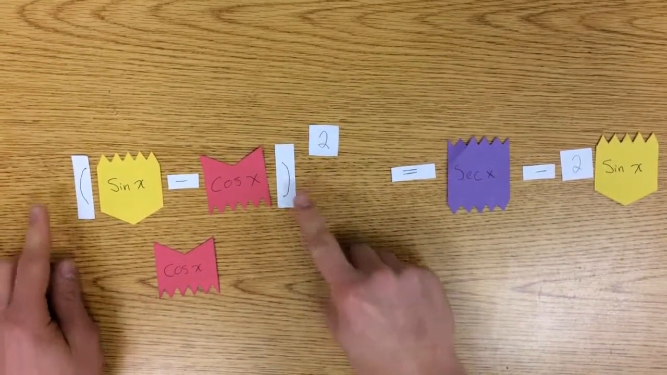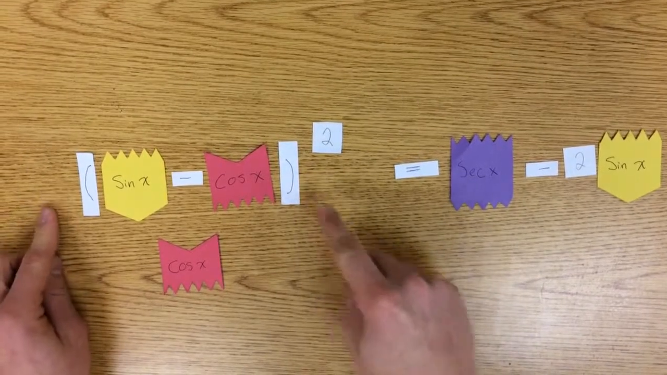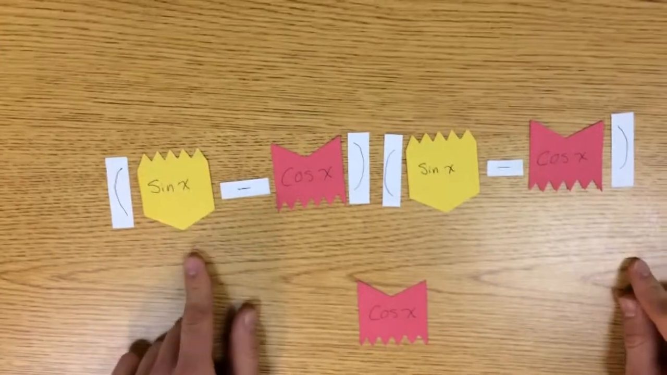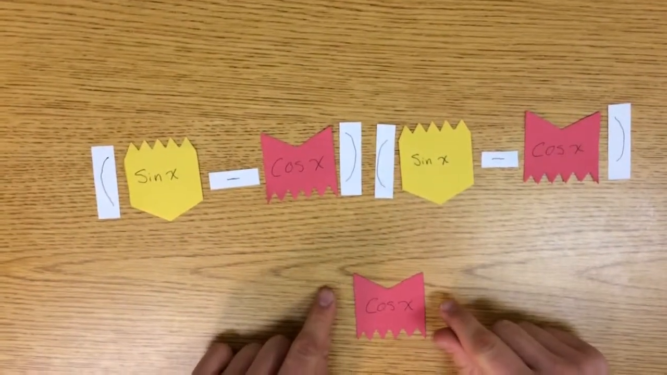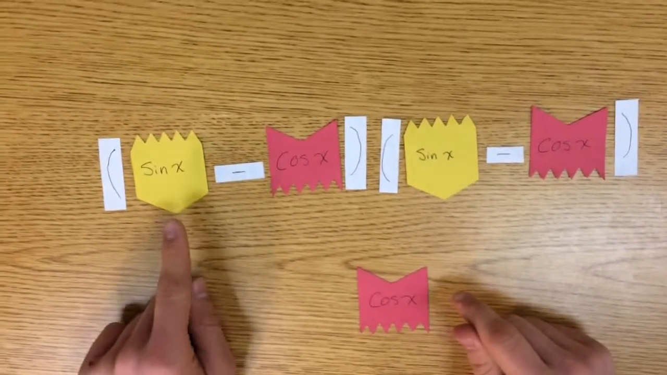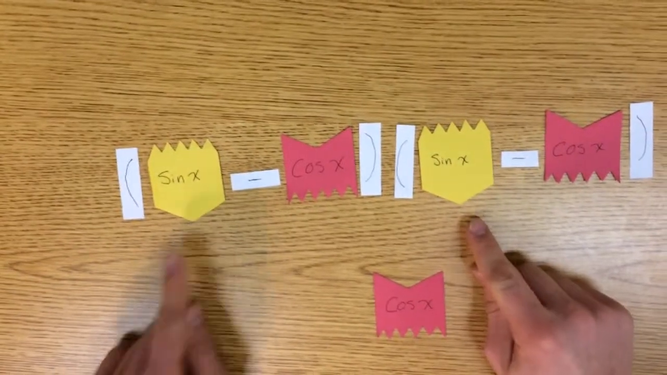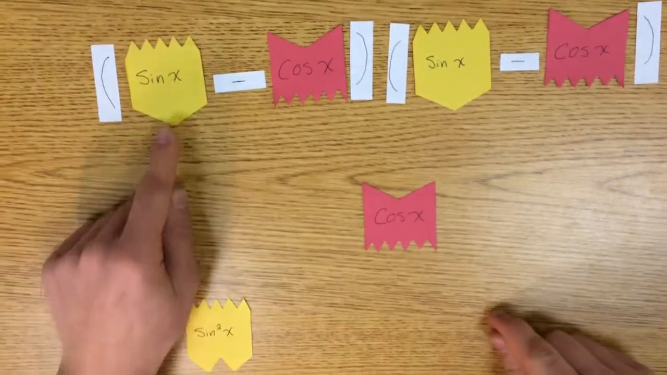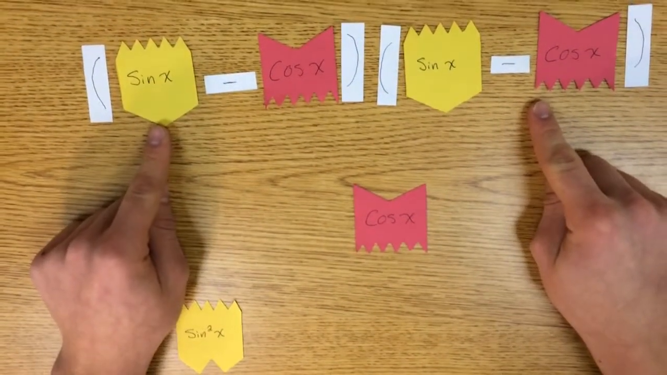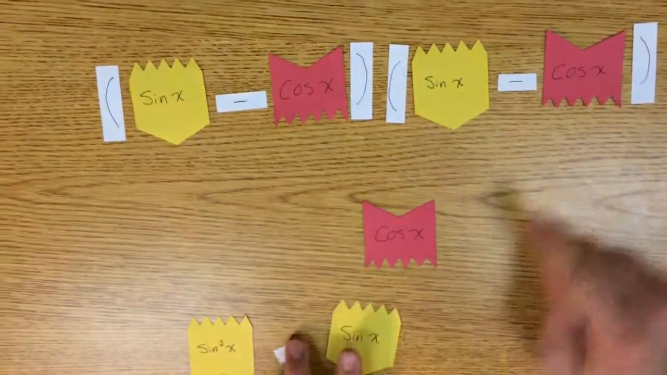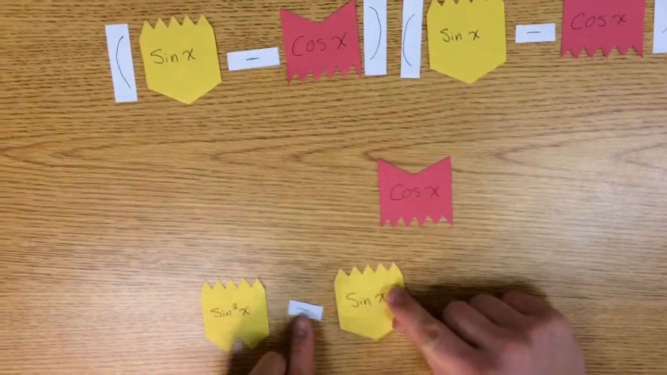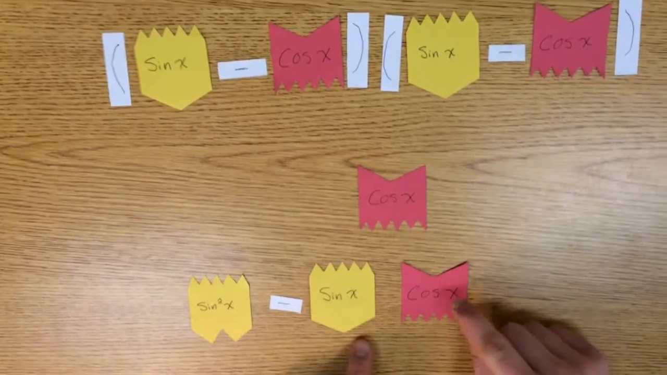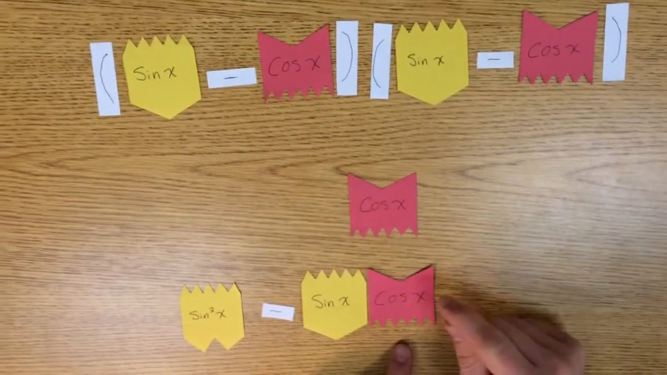Since it's squared, it's this quantity times this quantity. So right here, we have expanded that. Now we're going to begin foiling. It's going to be sine times cosine, which gives you sine squared of x. Then we do sine times negative cosine, which gives you negative sine of x times cosine of x.